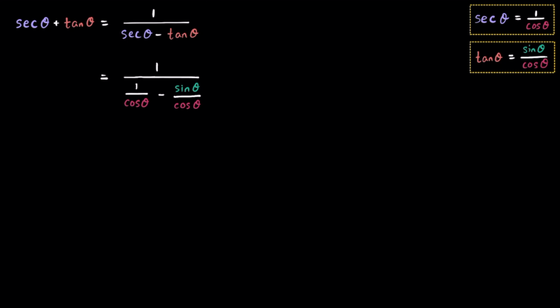The reason why this is nice is because both of these fractions on the denominator have common denominators of cosine of theta. Since they have common denominators, we can rewrite the denominator as one fraction and say we have 1 over 1 minus sine of theta over cosine of theta. Now remember, we can look at fraction bars and consider them as division symbols as well, so we can rewrite this expression as 1 divided by 1 minus sine of theta over cosine of theta.